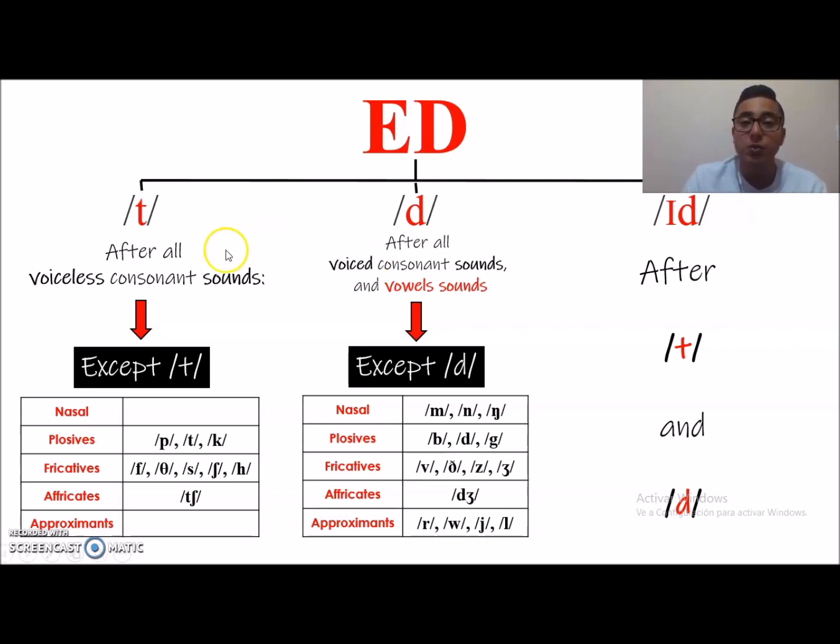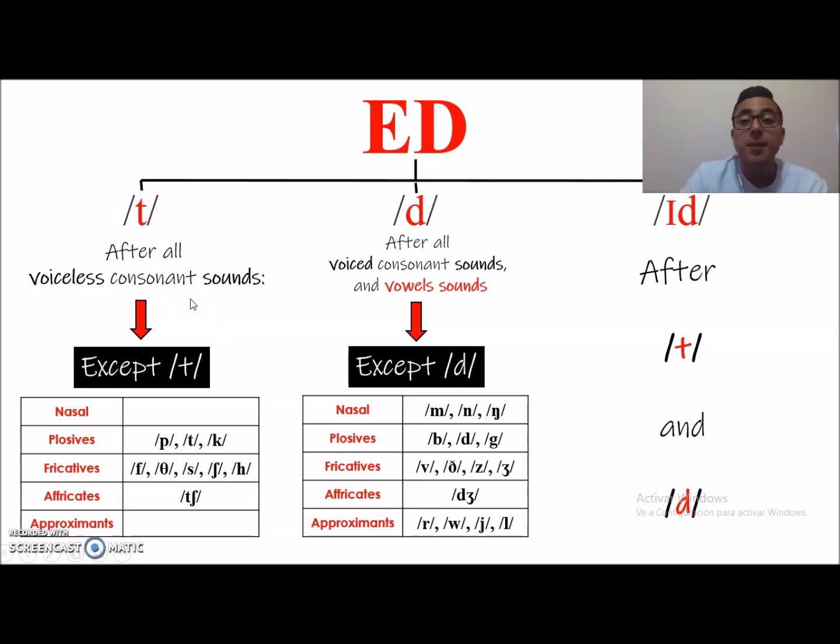So I'm going to start with the first one, which is T. Then after that, I'm going to explain the second rule, which is D, and at the end, ED. Alright, so let's move on to the first one. When are we going to pronounce ED as T? We are going to pronounce this T sound after all the voiceless consonant sounds. That's why it's really important for you to learn which consonant sounds are voiceless and which are voiced, because when we pronounce ED as a T sound, it means that all the consonant sounds are involved in here.